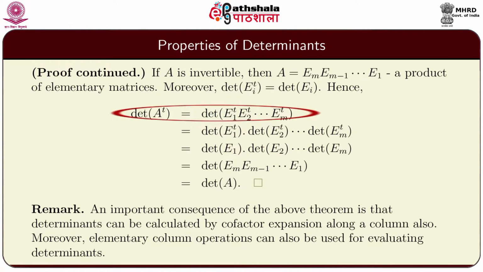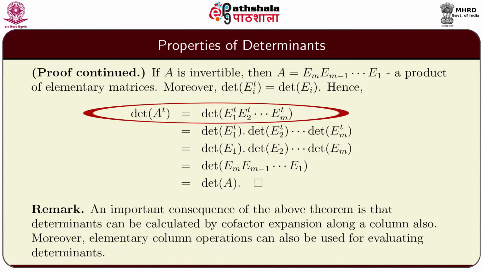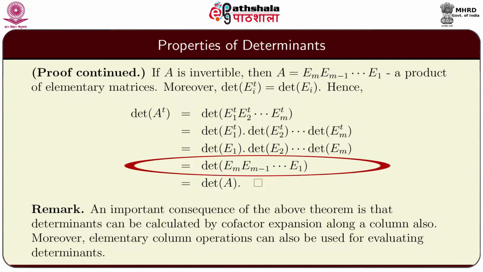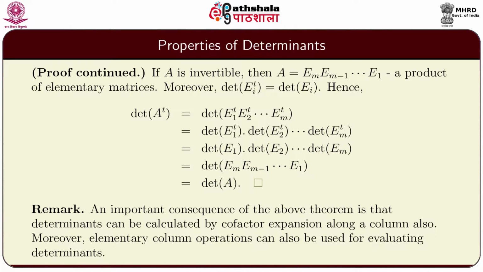Therefore, determinant of A transpose is determinant of E_1 transpose, E_2 transpose and so on up to E_m transpose, and then we apply the multiplicative property of determinant and we get determinant of E_1 transpose times determinant of E_2 transpose and so on up to determinant of E_m transpose. But that is the same as determinant of E_1 times determinant of E_2 and so on up to determinant of E_m. Again by the multiplicative property that is equal to determinant of E_m, E_(m-1) and so on up to E_1, and that is determinant of A.